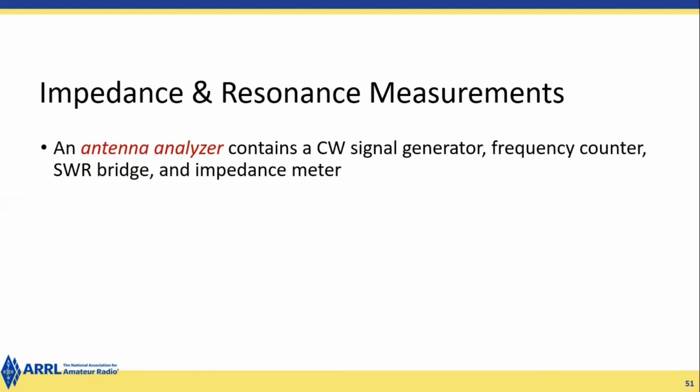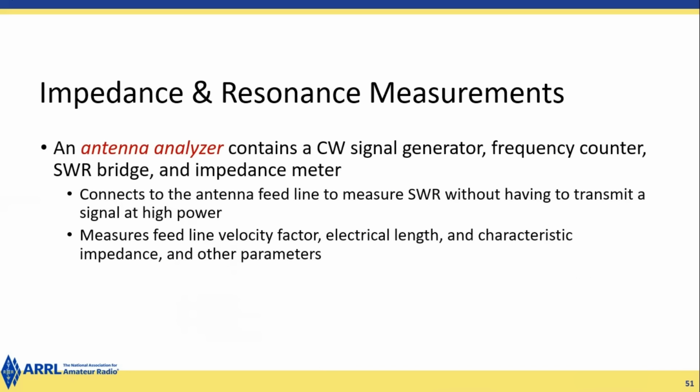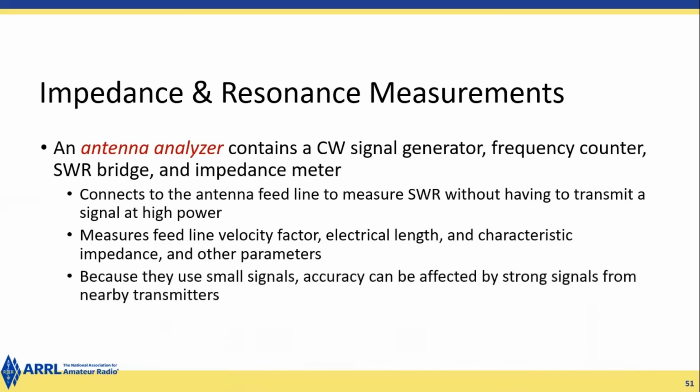Okay, impedance and resonant measurements. An antenna analyzer contains a CW signal generator, frequency counter, SWR bridge, and an impedance meter, all in one package. They connect to the antenna feed line to measure standing wave ratio without having to transmit a signal at high power. They measure feed line velocity factor, electrical length, characteristic impedance, and other parameters. They're a very handy item to have around the shack.